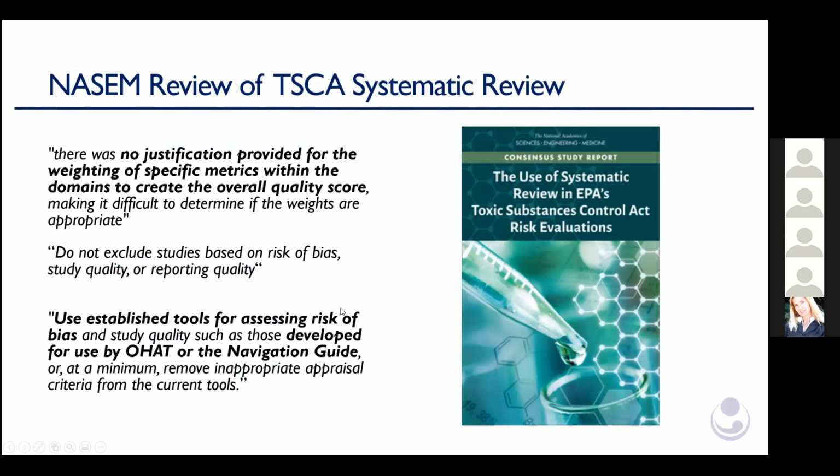Importantly, they came up with 3 recommendations around how the risk of bias should be considered in future evaluations. So again, looking at the example that I just gave you, they said there was no justification provided for weighting of specific metrics within the domains to create the overall quality score. They said do not exclude studies based on risk of bias, study quality, or reporting quality. And again, importantly, they said use established tools for assessing risk of bias and study quality, such as those developed by NTP, OHAT, and the navigation guide.